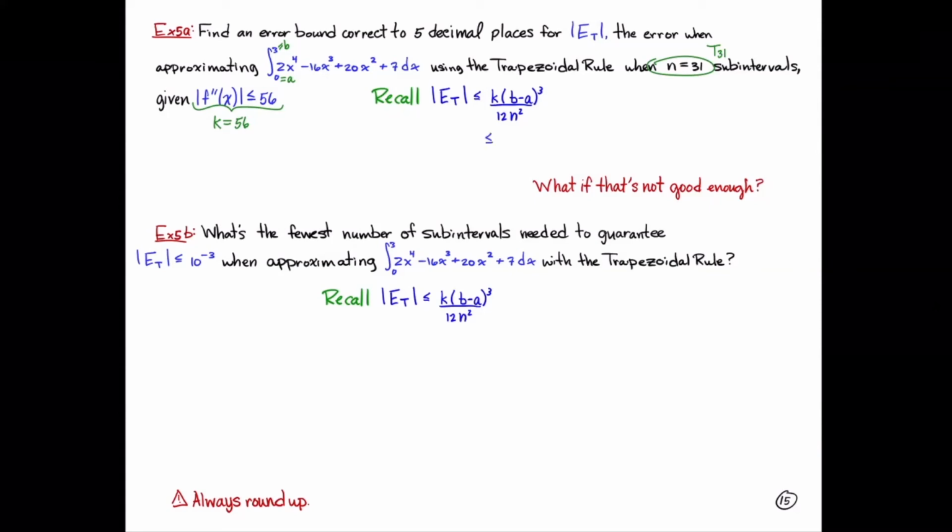This is less than or equal to, k is 56, (3 minus 0) cubed, and that is divided by 12 times 31 squared. And that is approximately some number that I didn't write down, because that's the wrong answer. Anyone have a calculator handy? It's like 0.13111.